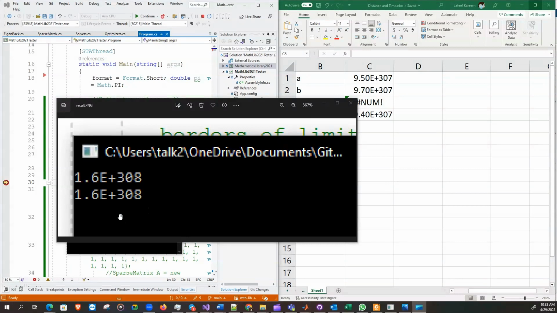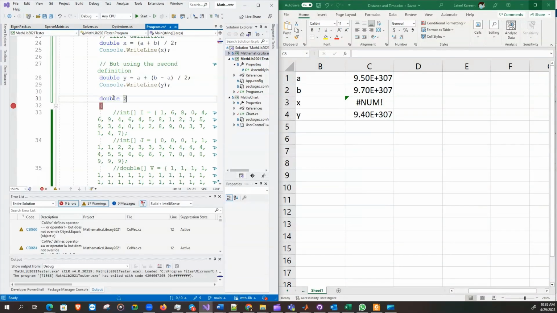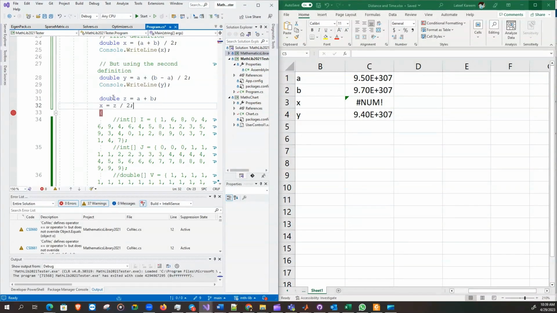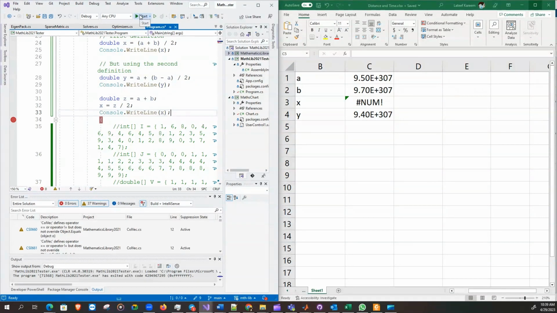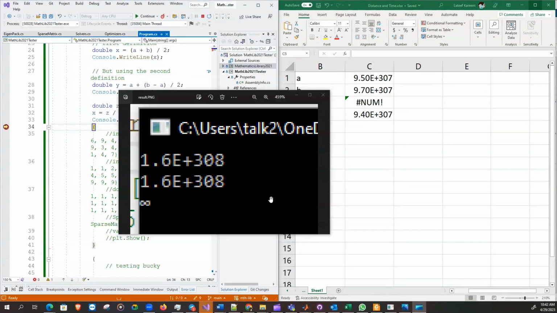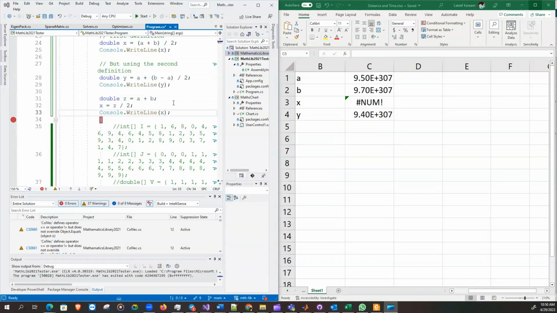That's interesting. Let's set an intermediate z equals a plus b, and then compute x as z slash 2. Now you can see. So even if we had written (a plus b) all over 2, the C# compiler is intelligent enough to know that a plus (b minus a) slash 2 is a better way to carry out the operation. So here is what is happening.